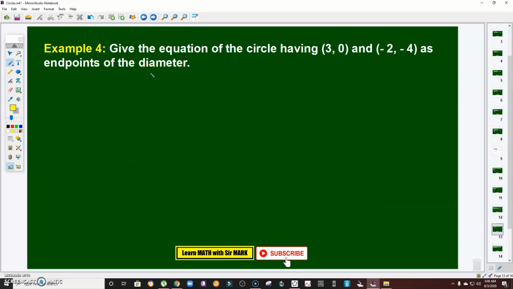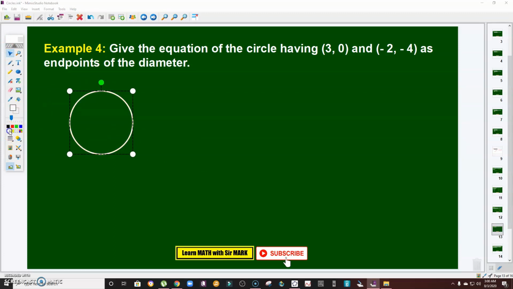Okay, so let's have second to the last. Problem number 4. Give the equation of the circle having 3, 0 and negative 2, negative 4 as endpoints of the diameter. Okay. So, let's have an illustration. Kunyari lang, no? Para ma-visualize natin. Kunyari, ito yung circle.